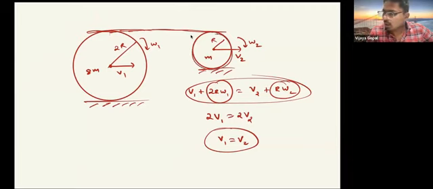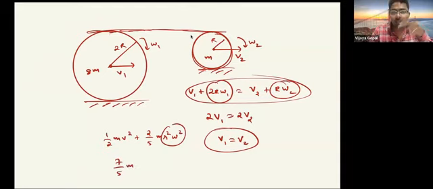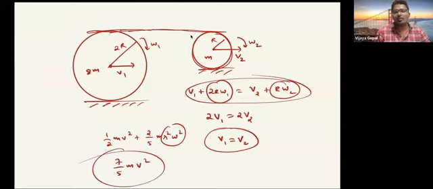So here you can write half mv square plus 2 by 5 mr square omega square. R square omega square is v square, so you'll be getting 7 by 5 mv square as the total energy of a solid sphere, rotation plus translation. Just now we got that both have the same velocities, v1 equal to v2. But what about the masses? Mass of this is m, but mass of this is 8m. So what will be the energy of this one?